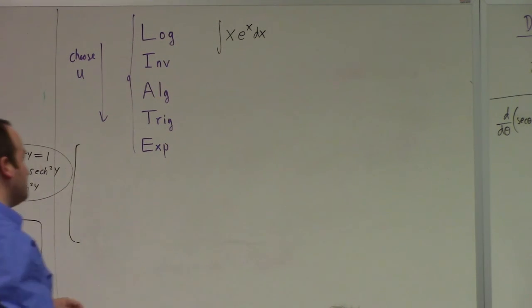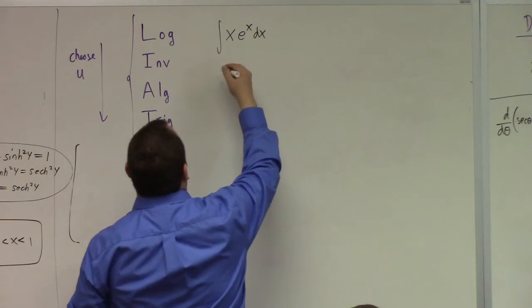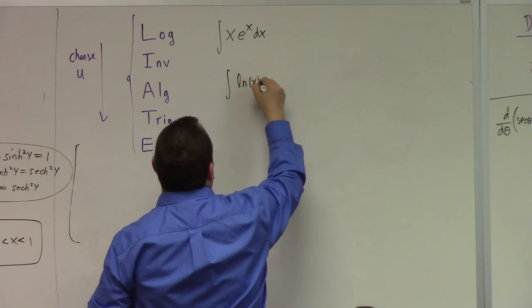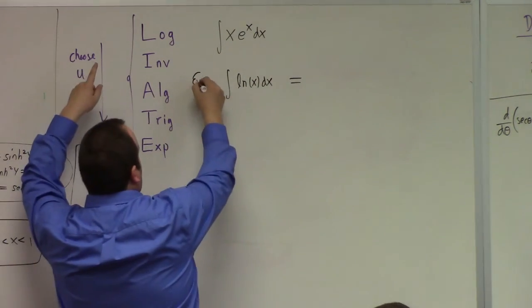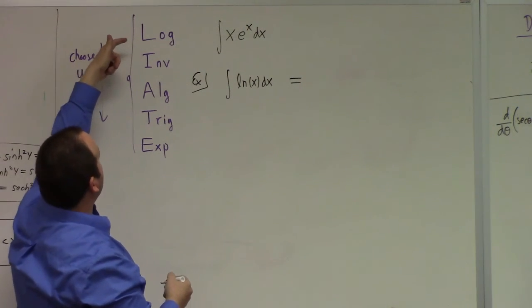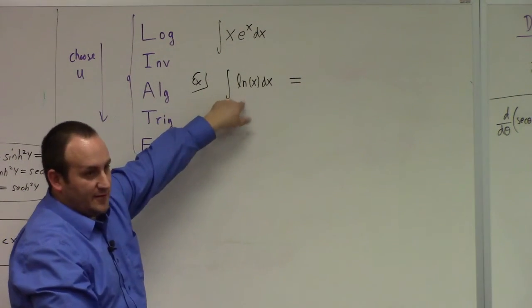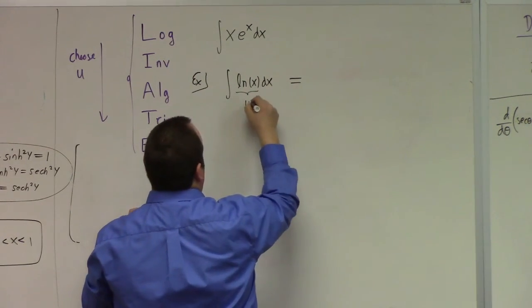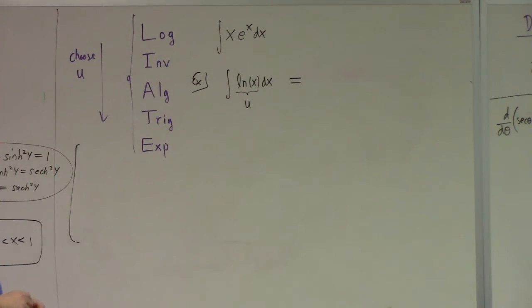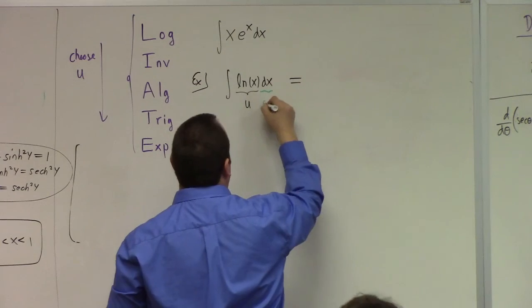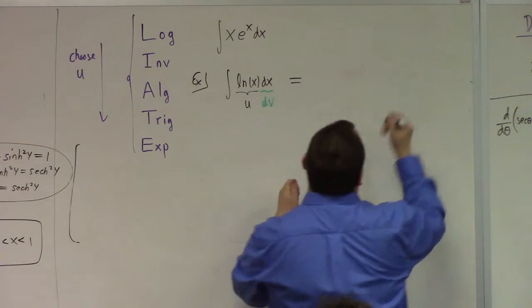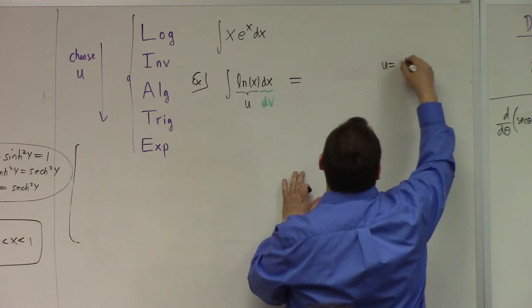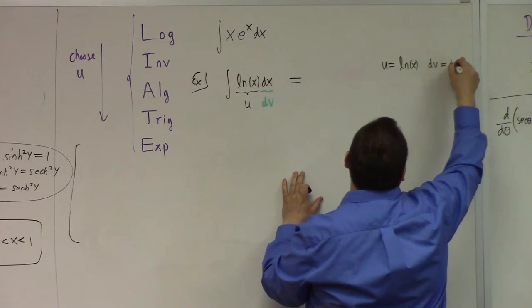Now here, let me show you how it works. Another one, the integral of natural log of x dx. So if I follow LIATE, I go log. Oh, right there. Log. So that is my u. There's no v. But we're not looking for v. We're looking for dv, right? So dv is dx. Okay, so then u is equal to natural log of x, and dv is equal to dx.